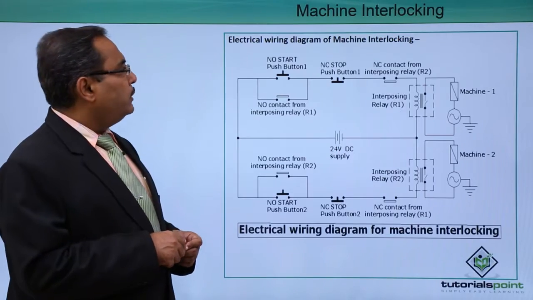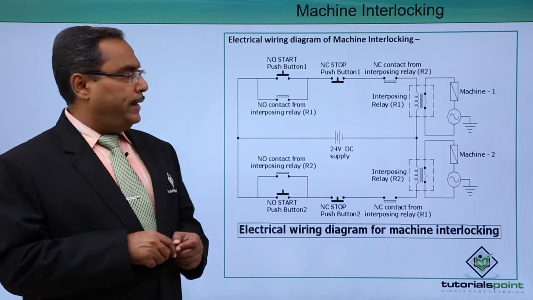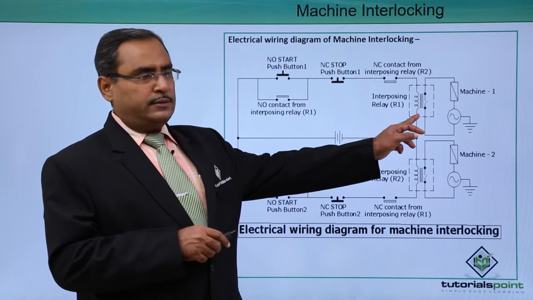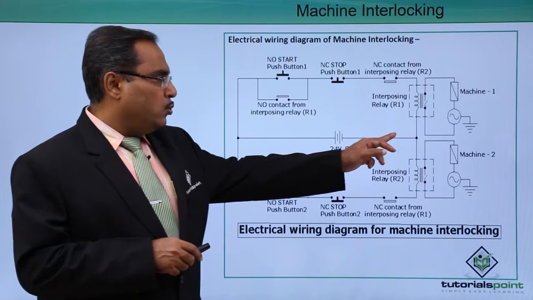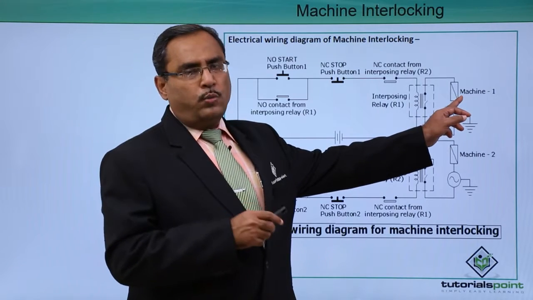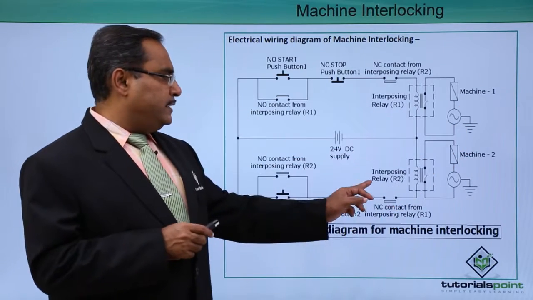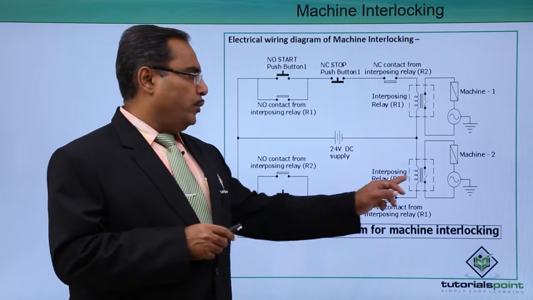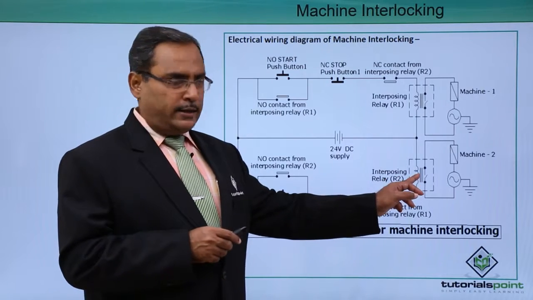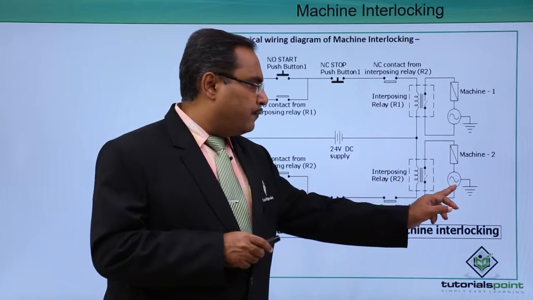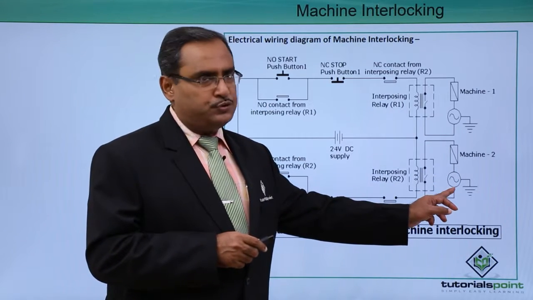Let us go to the electrical wiring. Here this is interposing relay R1, with which machine 1 or motor 1 is connected with the required power supply. This is interposing relay number 2, with which, when the circuit is made, machine 2 or motor 2 will function, taking power from the respective source.